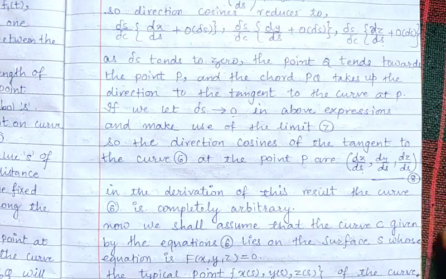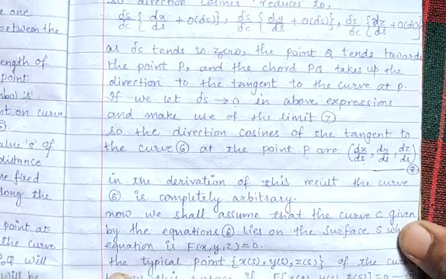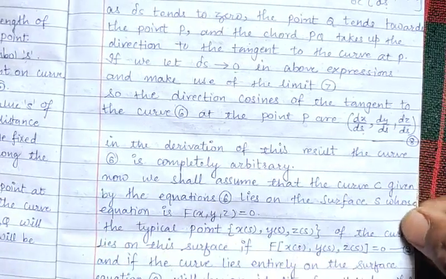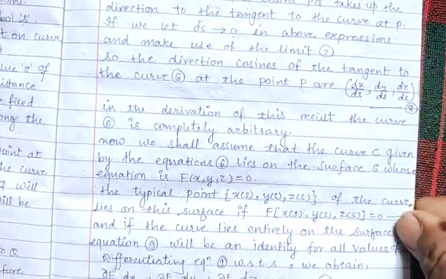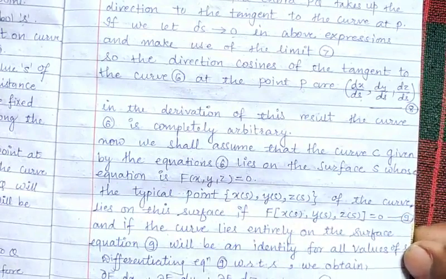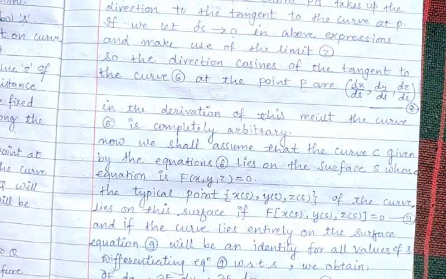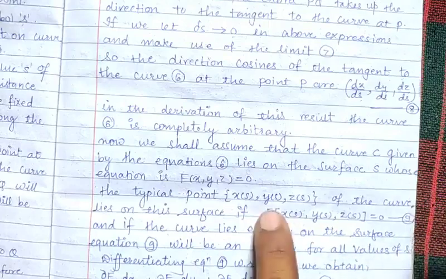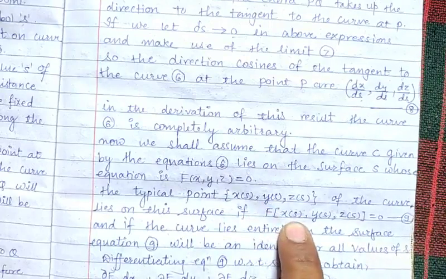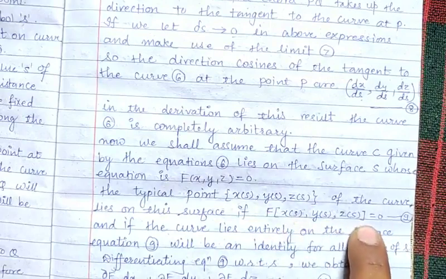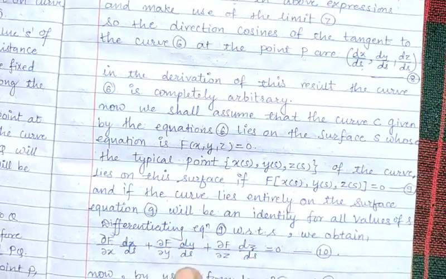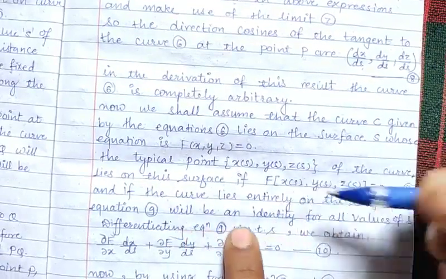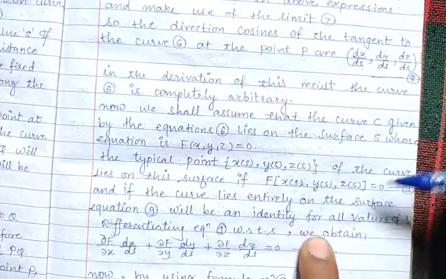Now we shall assume that the curve C given by equation 6 lies on the surface S, whose equation is f of x, y, z equal to 0. The typical point x of s, y of s, z of s of the curve lies on this surface if f of x of s, y of s and z of s is equal to 0, and if the curve lies entirely on the surface, equation number 9 will be an identity for all values of s.